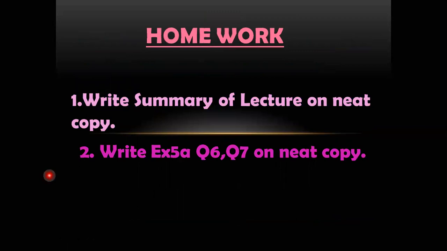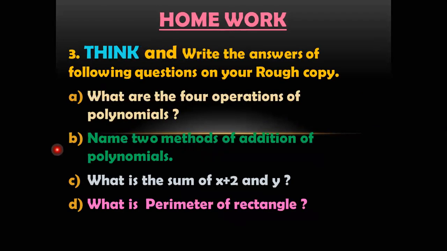Now your homework. First of all, you have to write the summary of the whole lecture on your neat copy. Then you have to write the solutions of question number 6 and 7 on your neat copy. And one more thing. You have to write down the answers of the following questions on your rough copy. What are the 4 operations of polynomials? Name 2 methods of addition of polynomials. What is the sum of x plus 2 and y? And what is the perimeter of a rectangle?